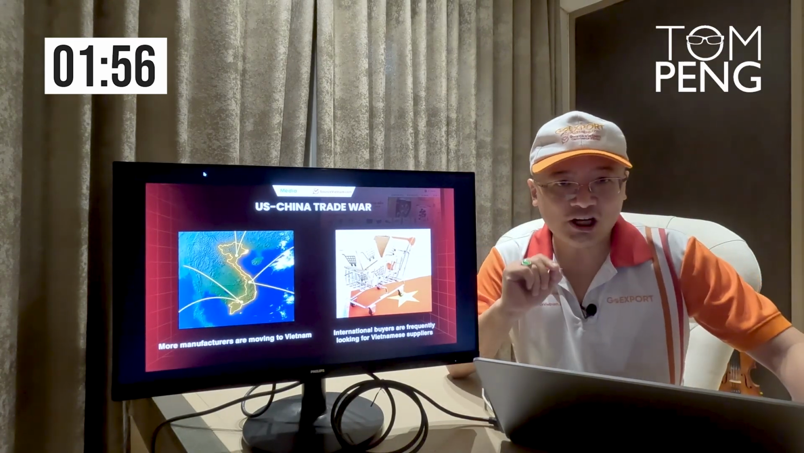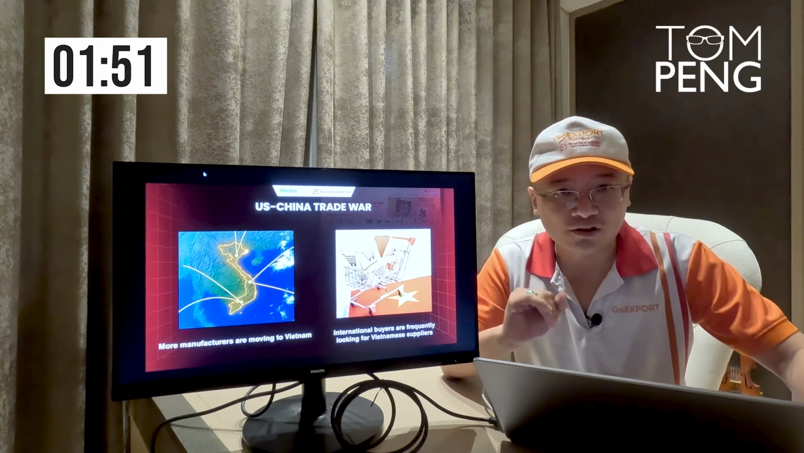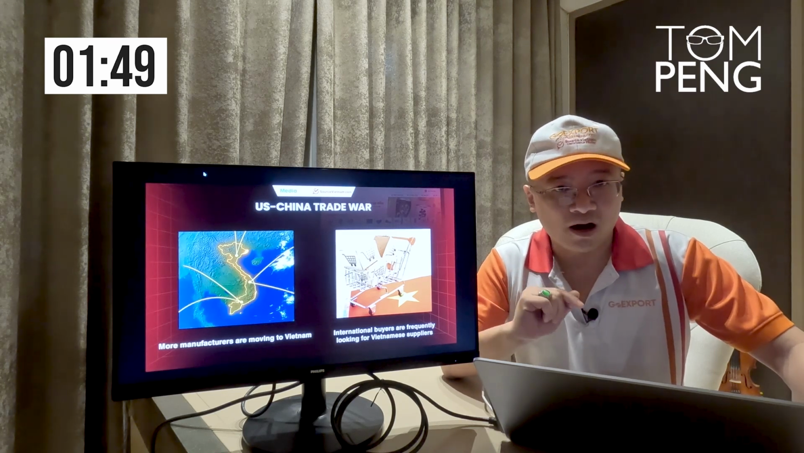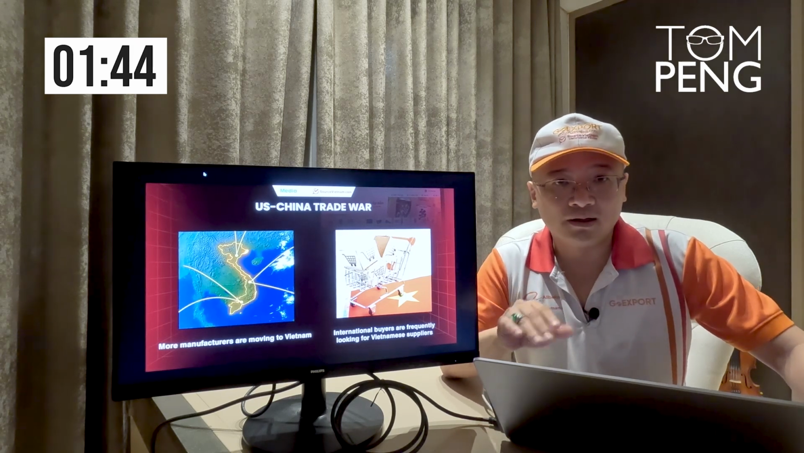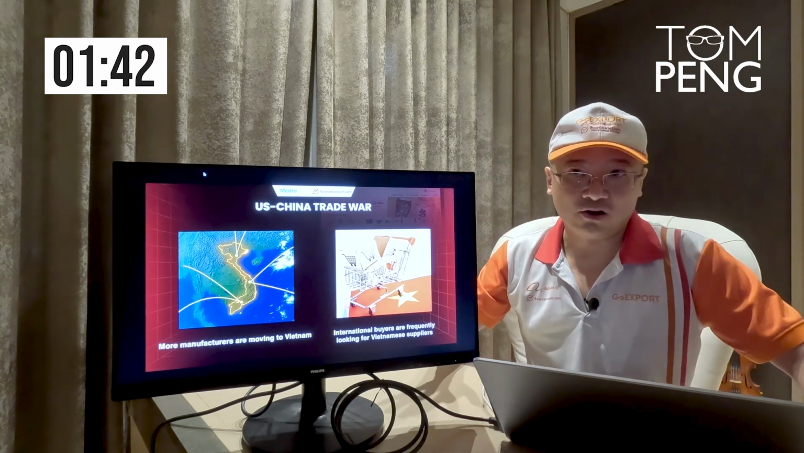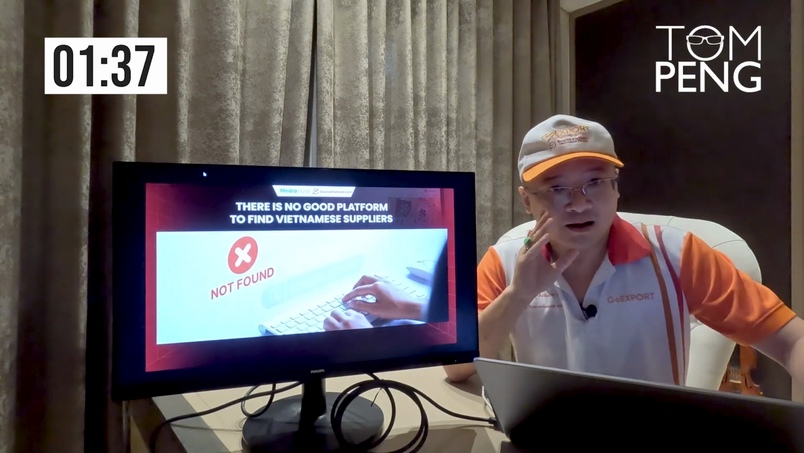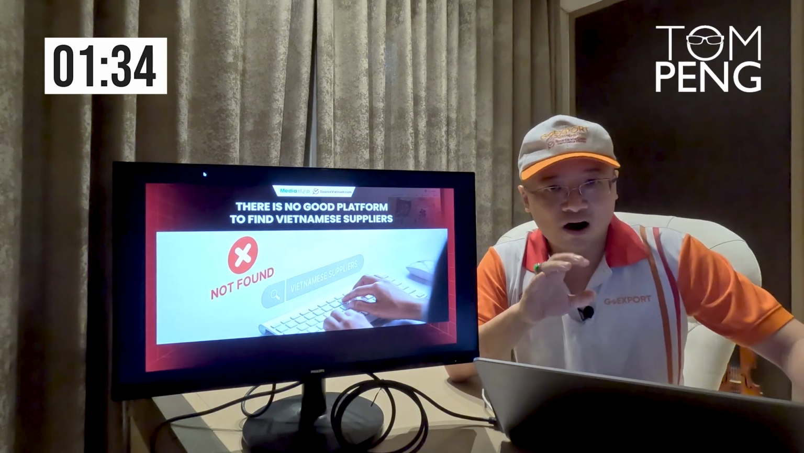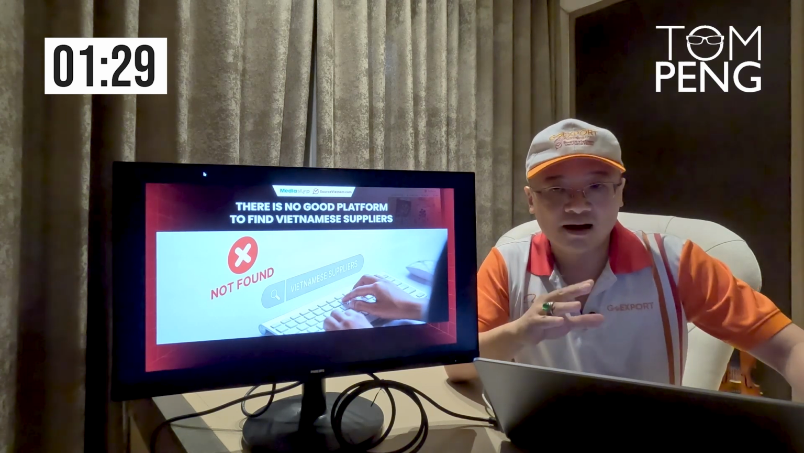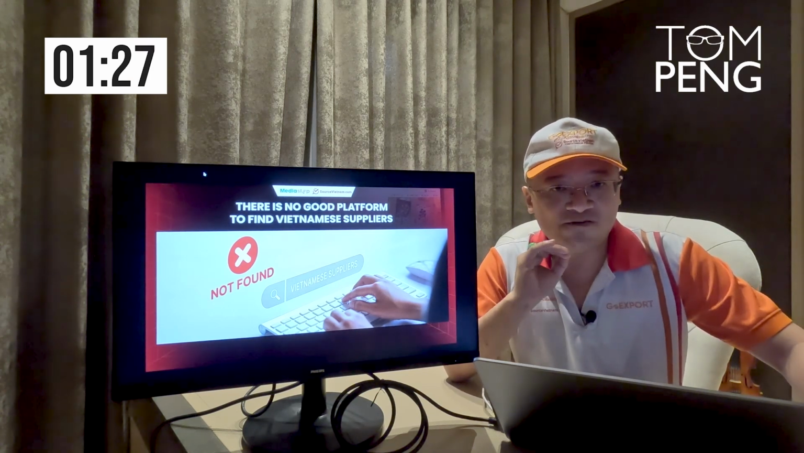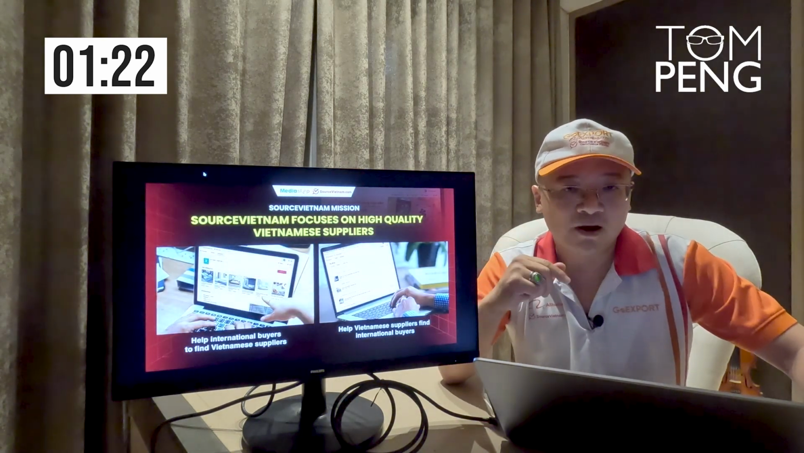The world is changing. There is a US-China international trade war going on right now, and that is causing more and more manufacturers to build up and move to Vietnam. And all these suppliers and manufacturers are looking for ways to export across the world. And more international buyers are looking to Vietnam to find their suppliers. Unfortunately, right now, today, it's really hard to find Vietnamese suppliers because there is no platform on the internet that focuses and specializes in Vietnam suppliers. And this is the reason why we built SourceVietnam.com.